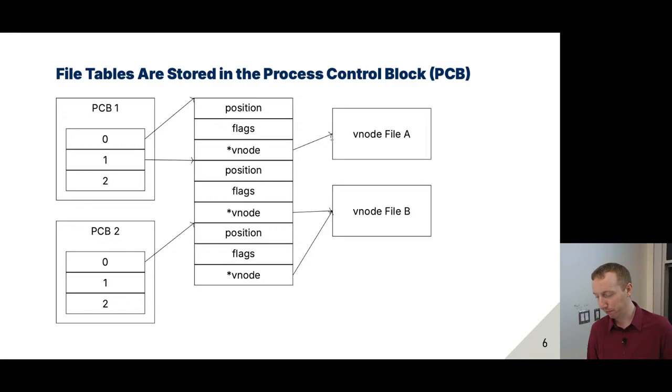So in process one, it could also have file descriptor one, which points to a different position, flags and vnode that points to some file B. And then maybe in another process, process two, its file descriptor zero points to an entry that has its own independent position, its own independent flags, and its vnode points to the same file B. So they can both read that file starting at the beginning to the end because they are both independent here. Each process will have this file table as part of its process control block.